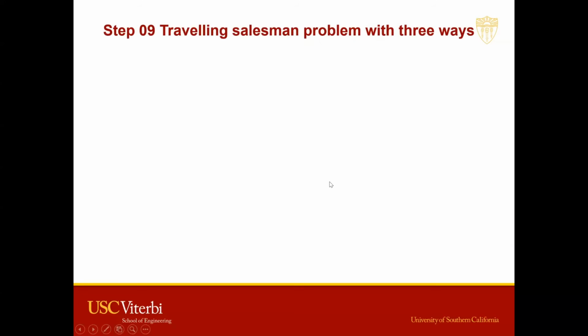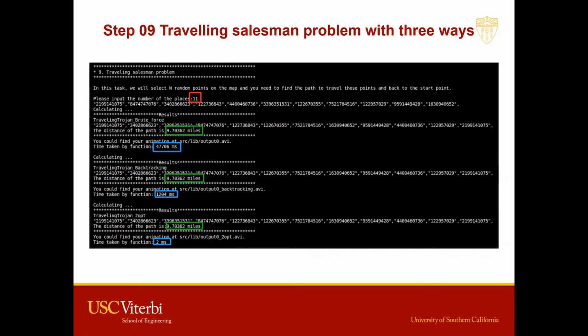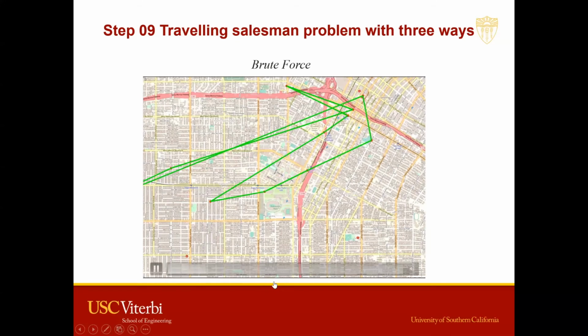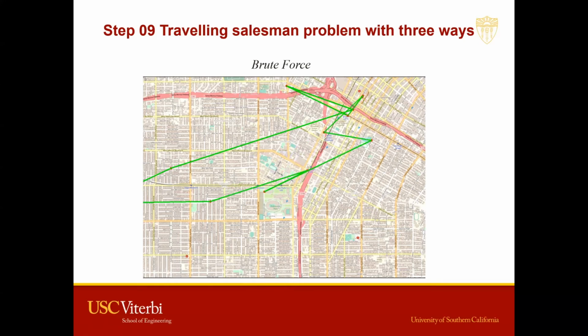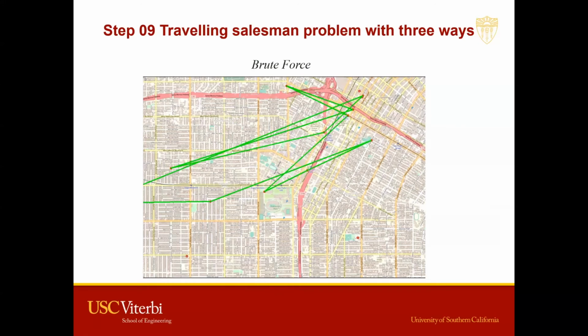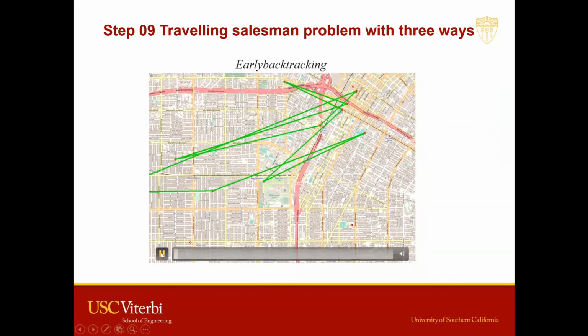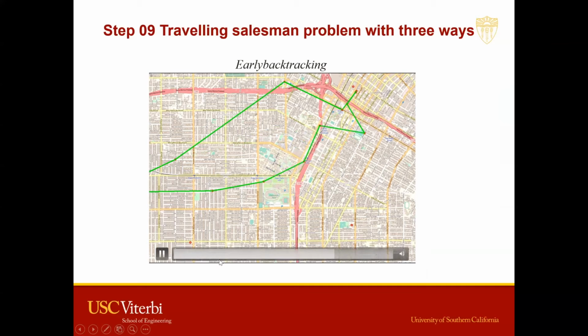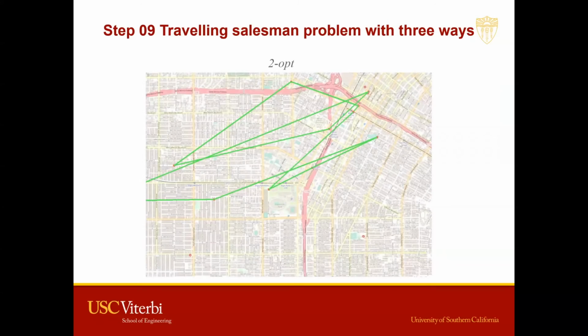Step 9, traveling salesman problem. Here we are using three methods to implement this: brute force, early backtracking, and 2-opt. Here is a result when running the program. This one is the result from brute force. And the early backtracking. The third one is 2-opt.